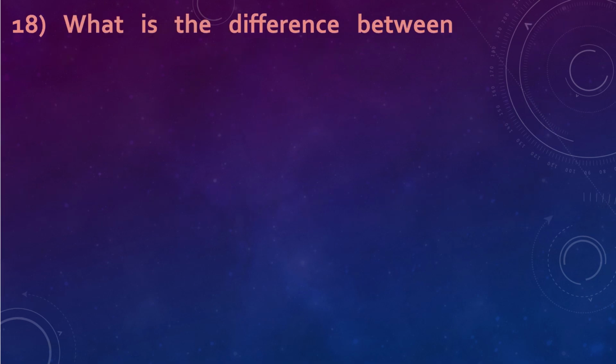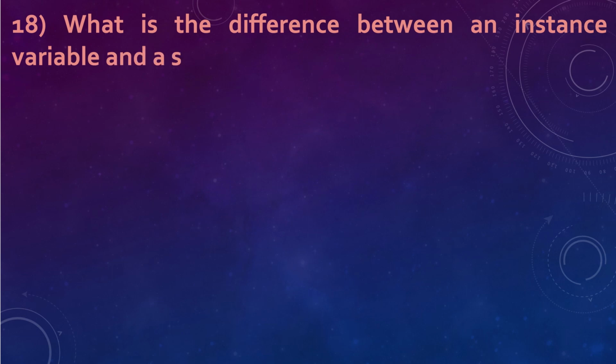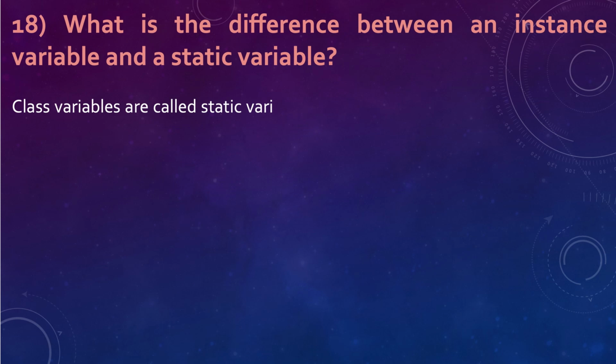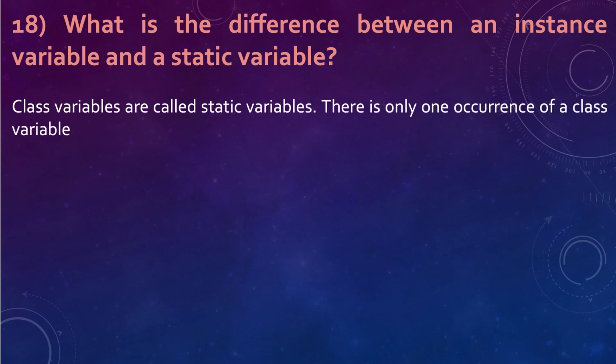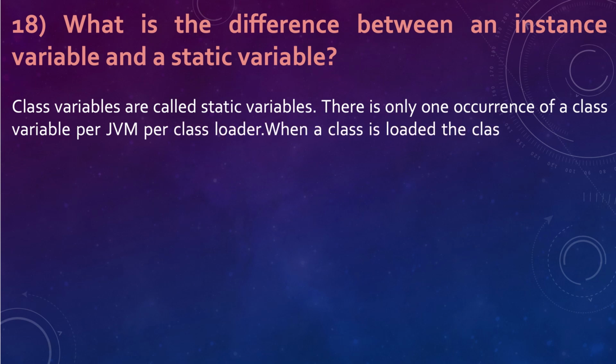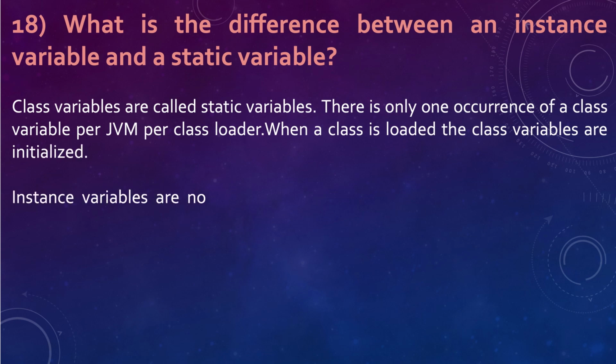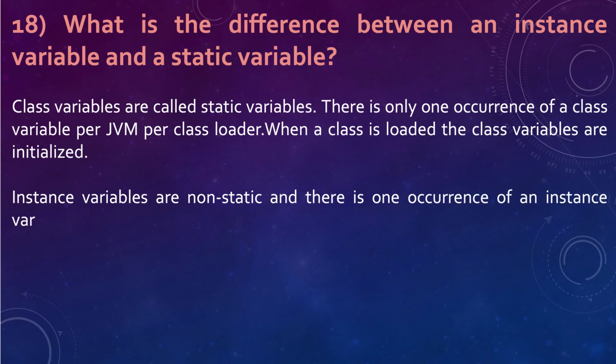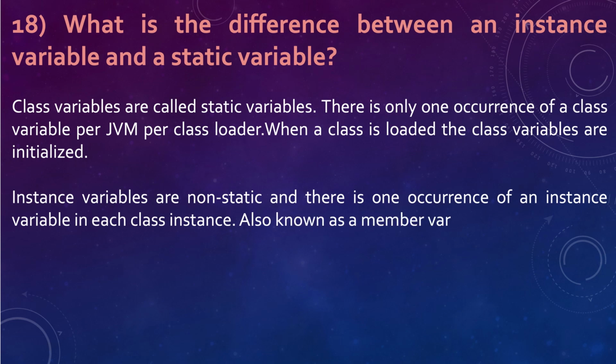What is the difference between an instance variable and a static variable? Class variables are called static variables. There is only one occurrence of a class variable per JVM per class loader. When a class is loaded, the class variables are initialized. Instance variables are non-static and there is one occurrence of an instance variable in each class instance, also known as a member variable or a field.